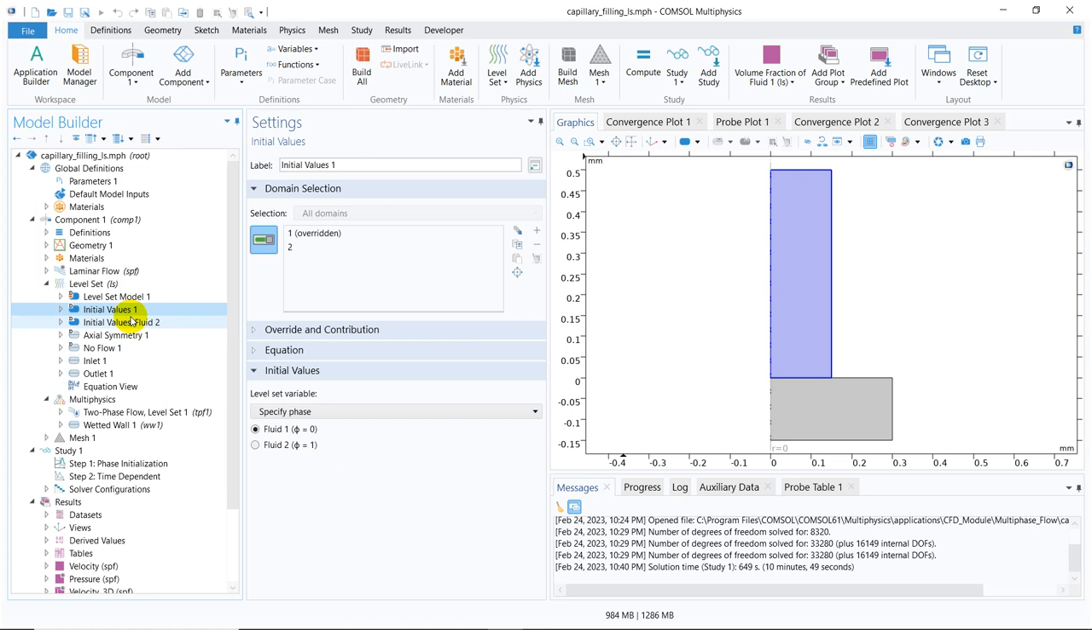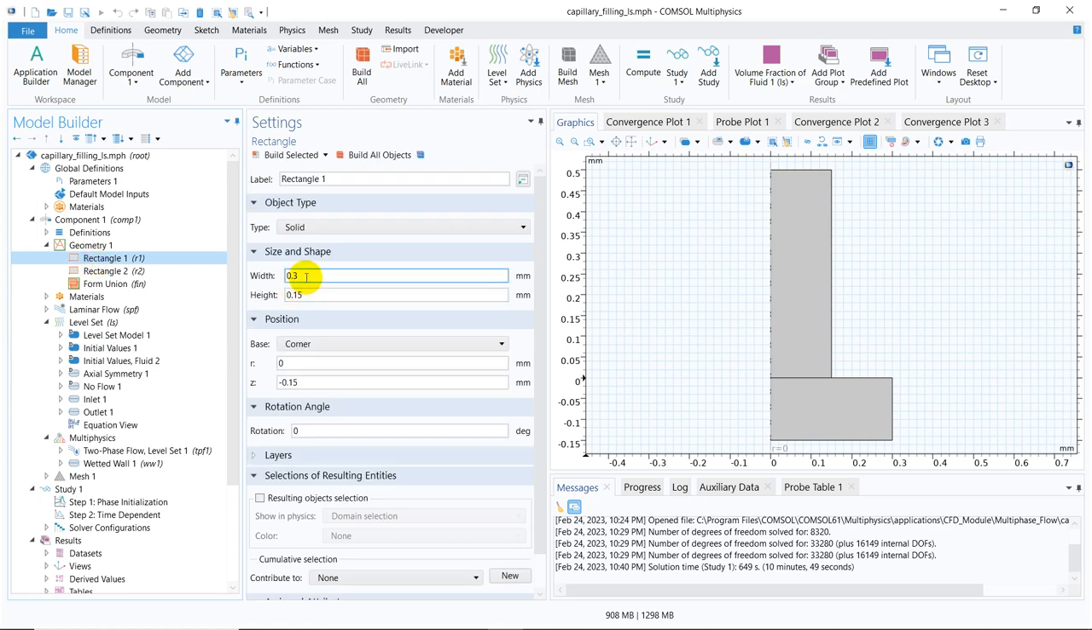We have defined which liquid material is there initially, and where. In this particular case, the top part was filled with air and the bottom was filled with water initially. As this is a capillary channel, if you see the dimension, the width is 0.3 millimeter, that means 300 micron only. So that's a capillary channel.